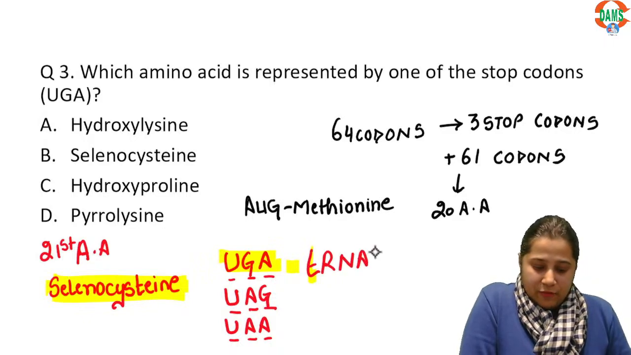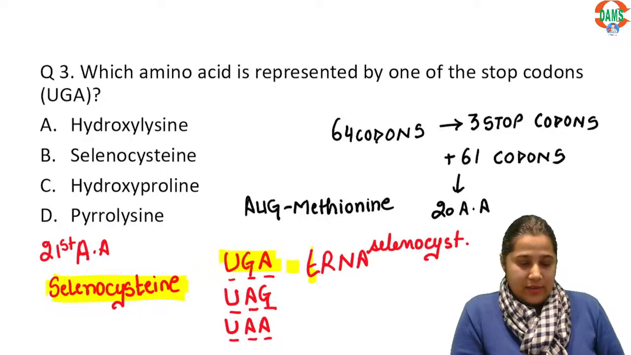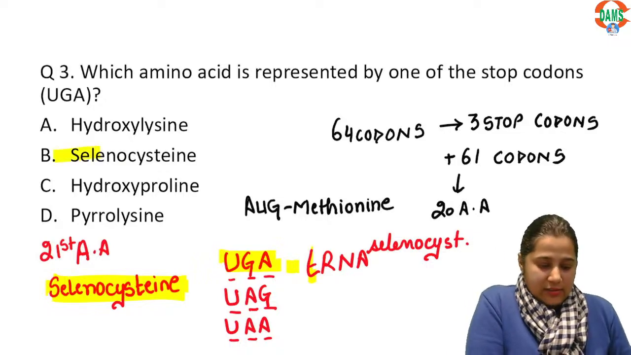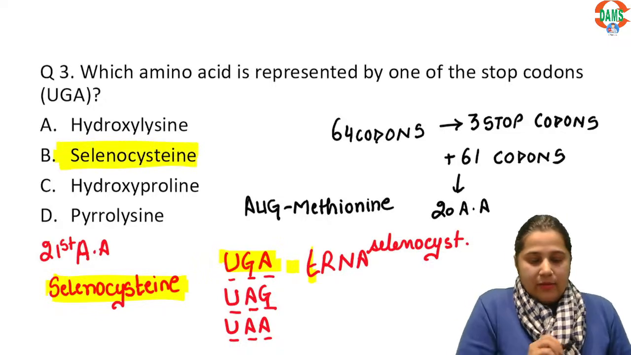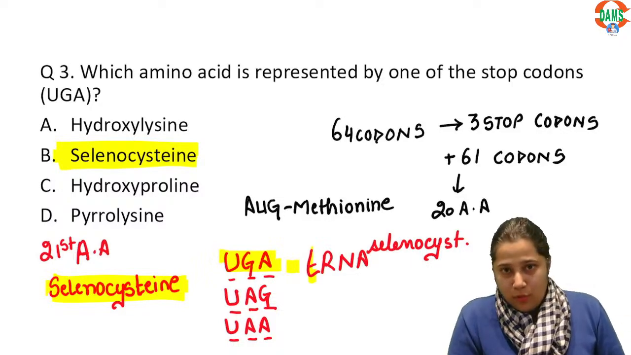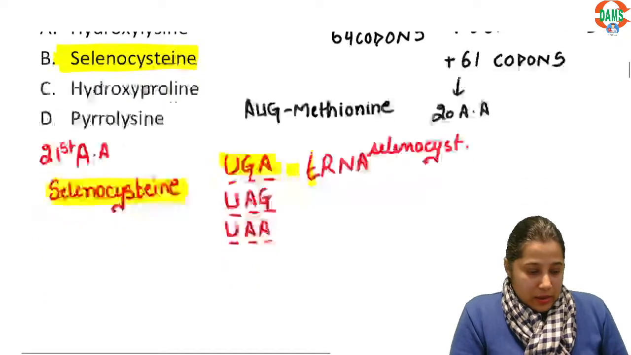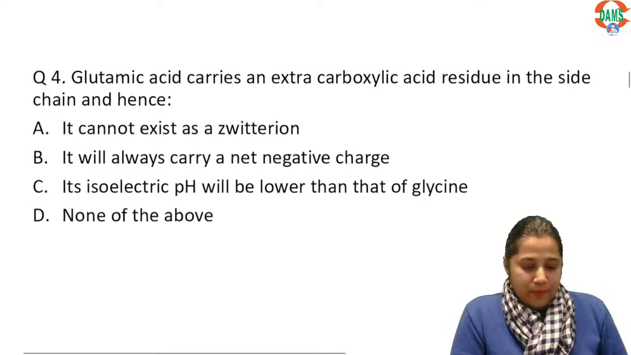tRNA which binds to selenocysteine. So here the answer is selenocysteine. So which amino acid is represented by one of these stop codons? The answer is selenocysteine.